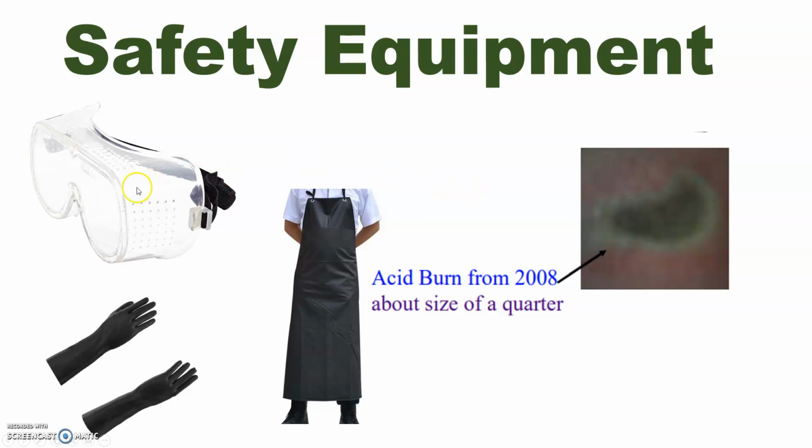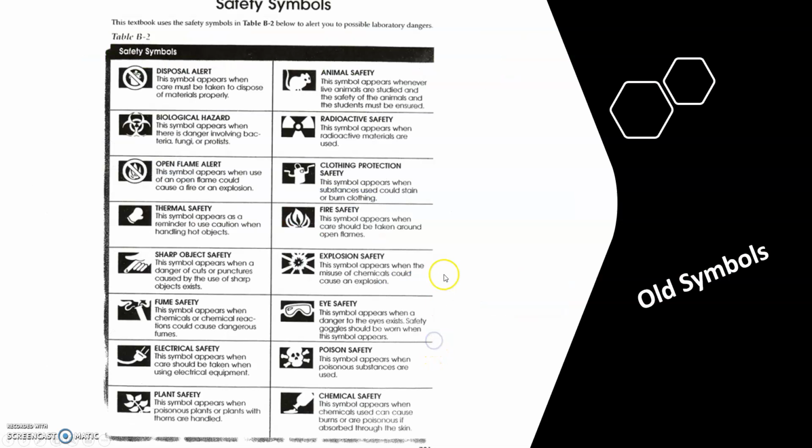Other than that, always wear your goggles. Sometimes we'll be wearing gloves if we're using strong enough acids. And then we have aprons that you'll wear as well. Here it's kind of a blurry picture. This is from before I was ever teaching, actually before I even graduated high school. This is a picture of an acid burn from a student. Mr. Crone knows the story behind that, so you can always ask him that story.